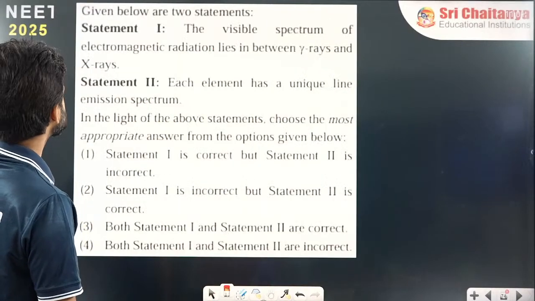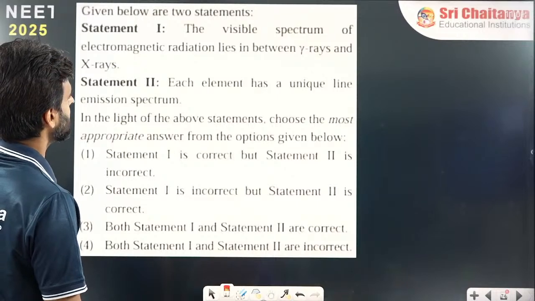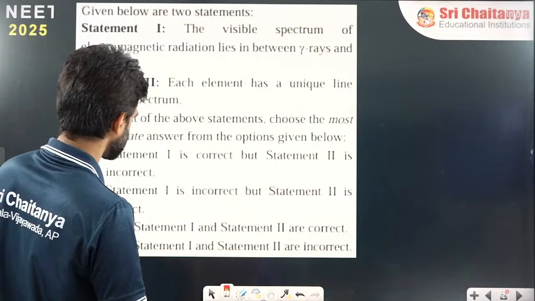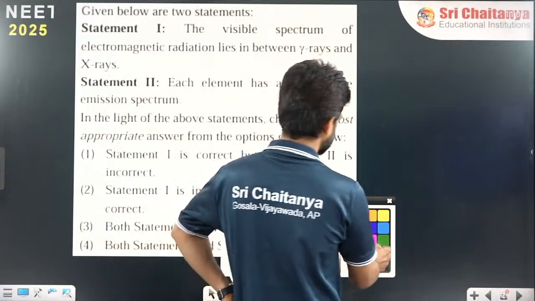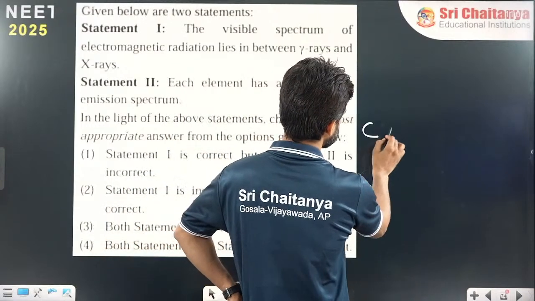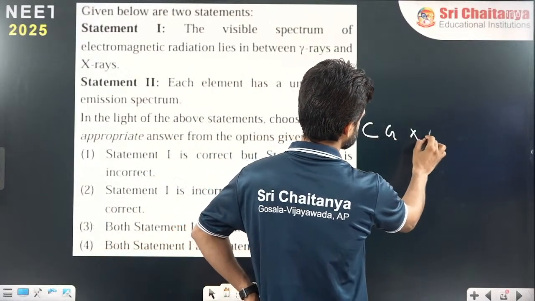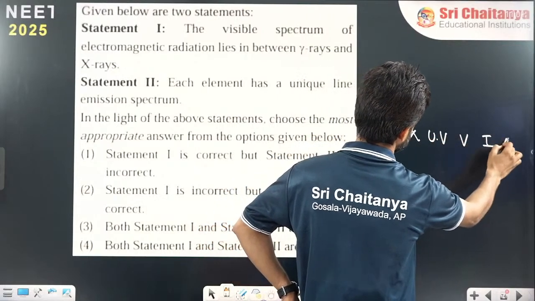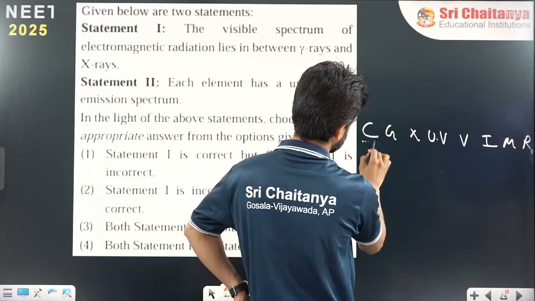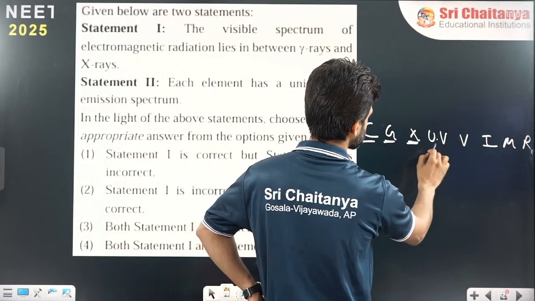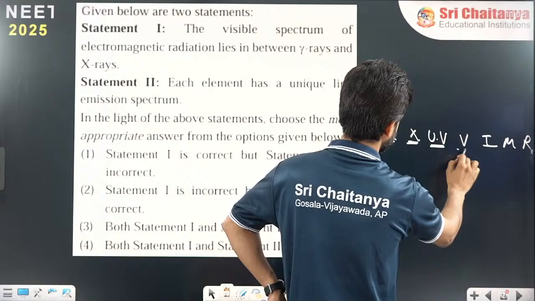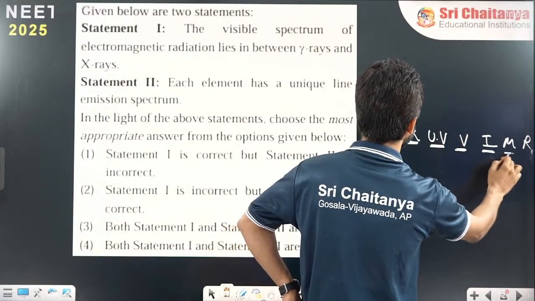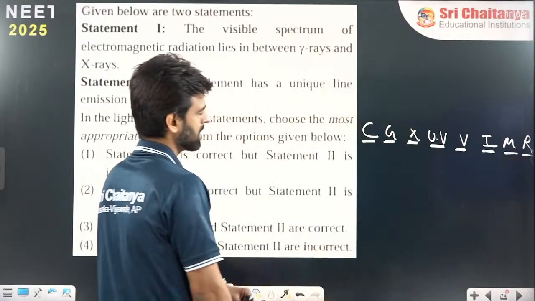The visible spectrum of the electromagnetic radiation lies in between gamma rays and X-rays. You see, the sequence is what? The sequence is C, G, X, UV, V, I, M, R: Cosmic, gamma, X, UV, visible, infrared, micro and radio, right?